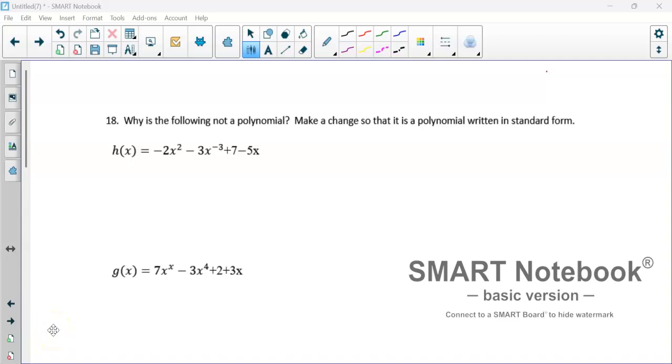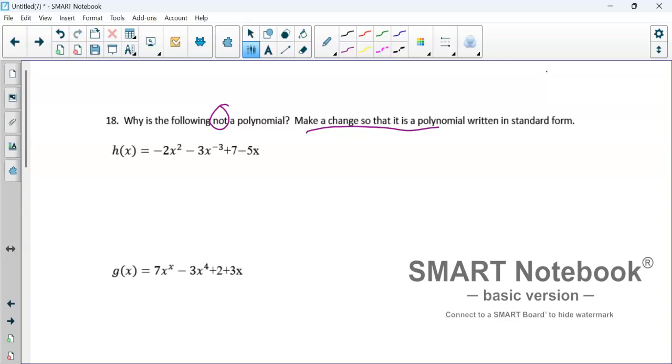Okay, part two of the quiz review, last page, number 18. Why is the following not a polynomial? So I'm telling you that it's not a polynomial. You just need to say why, and then make a change so it will be a polynomial. So we'll talk about a few options there.